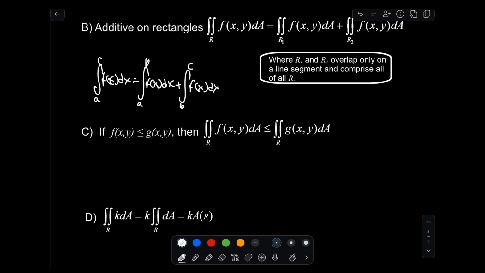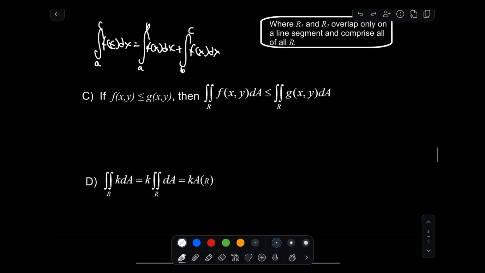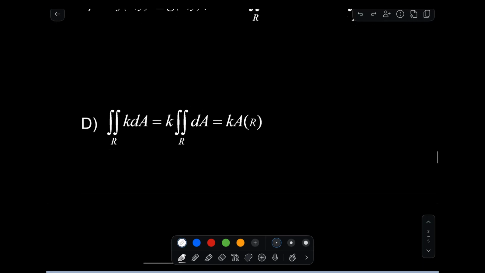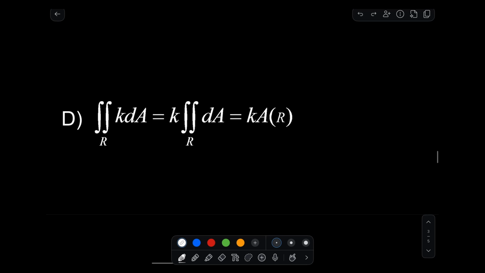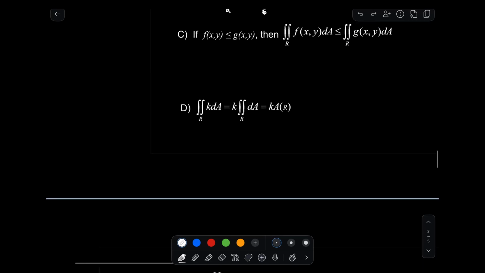For statement C, this one seems kind of straightforward. If you're integrating over the same region and you know that for the entire region g of x is going to be greater than f of x, y, then you know that the integral is also going to be greater, right? And for rectangular regions, if you have a constant k, you can just do k times the area of the region R, because you're only integrating the constant. It would just be the area of the region, so k times R.